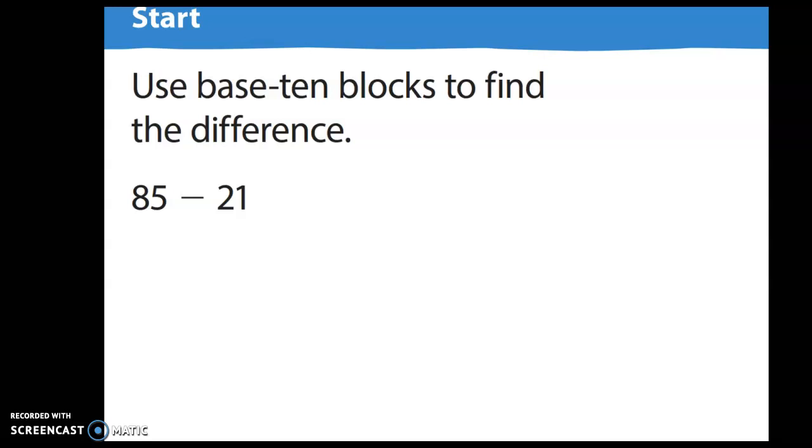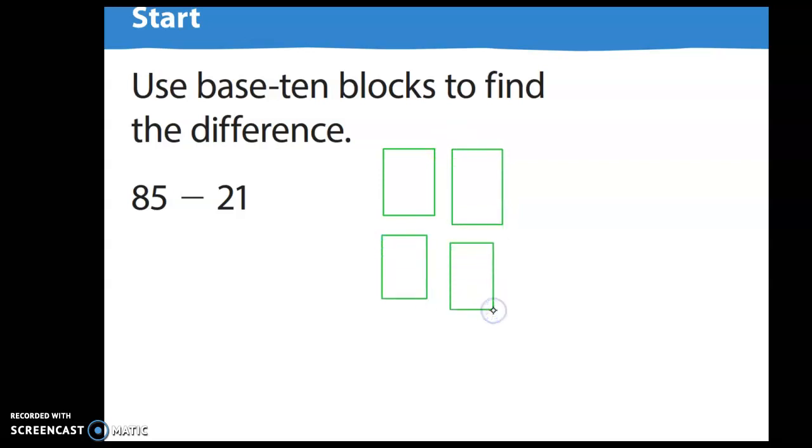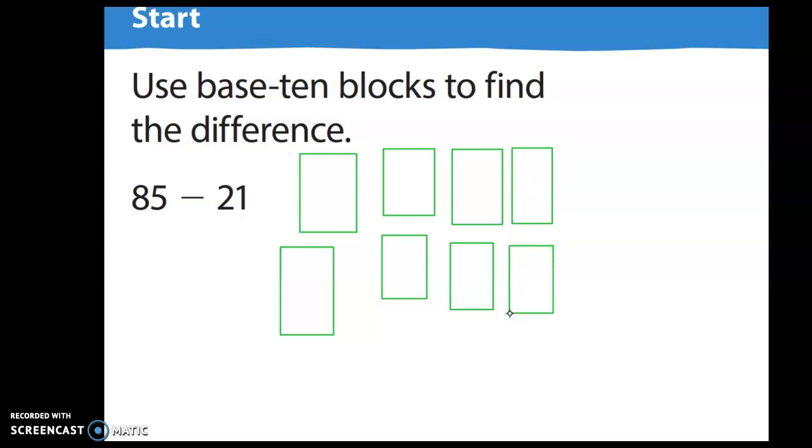So I need to use base 10 blocks, and this is what they mean. How many 10s do I have in 85? 8. 1, 2, 3, 4, 5, 6, 7, and 8, right? How many 1s? 5. 1, 2, 3, 4, 5. But I need to find 85 minus 21.